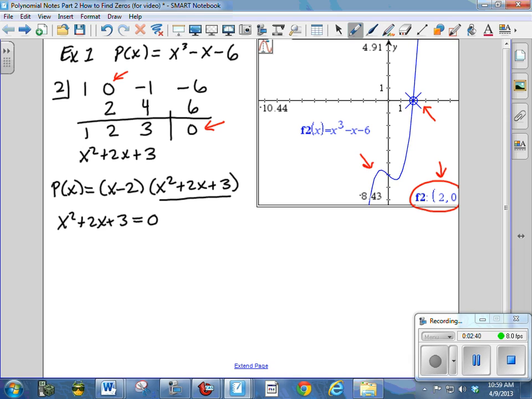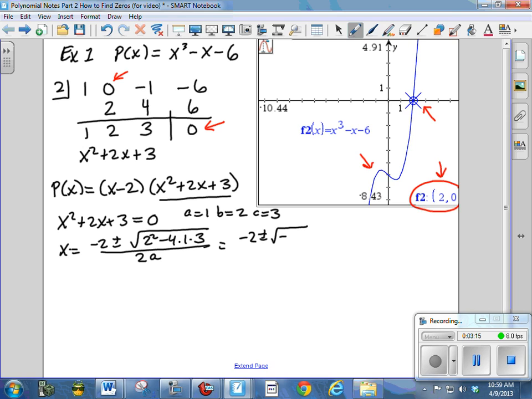If it factored, I would have already been able to find those zeros probably a little more easily. So we're going to assume, no, this doesn't factor, so I'm going to have to use the quadratic formula. So x equals, here a is 1, b is 2, c is 3. So x equals negative 2 plus or minus the square root of 2 squared minus 4 times 1 times 3, all over 2a. Remember our little song. It's good to remember that. So this is negative 2 plus or minus the square root of 4 minus 12. So this is negative 8. Oops, I wrote 2a, which is just 2 because it's 2 times 1, all over 2.